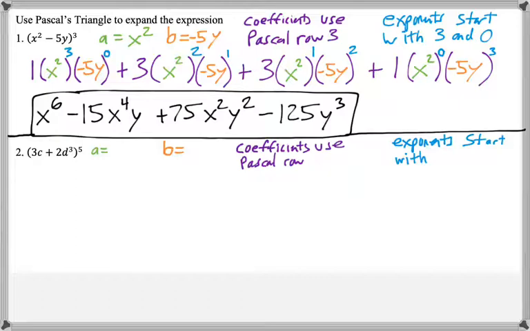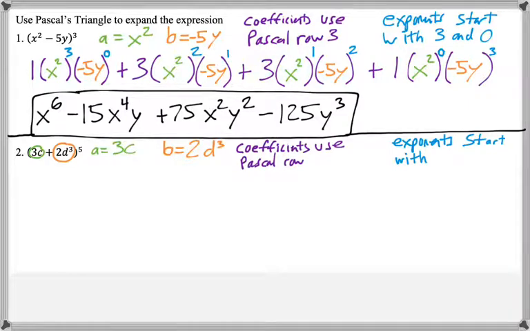On number 2, we are expanding the binomial, and I want to start with defining all of my information. So my a is my first term, which is 3c, and my b is the second term, which is 2d cubed.